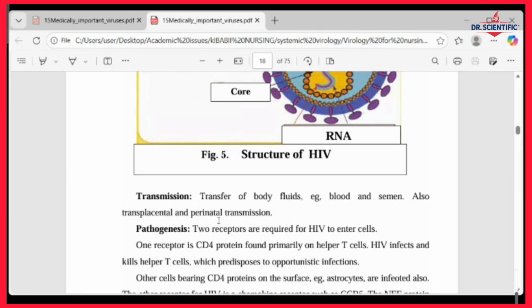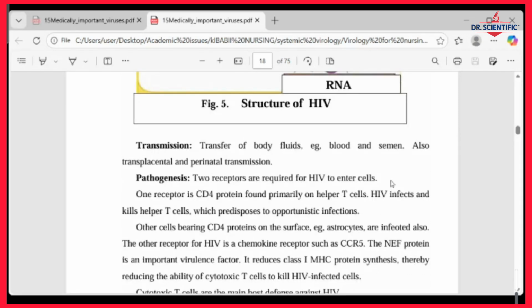So you can get it through sexual intercourse, through blood transfusion. You can also easily get it for unborn babies through transplacental infection. Once this infection is there, normally two receptors are required for the HIV to enter the cells and then establish the disease. One receptor is the CD4.